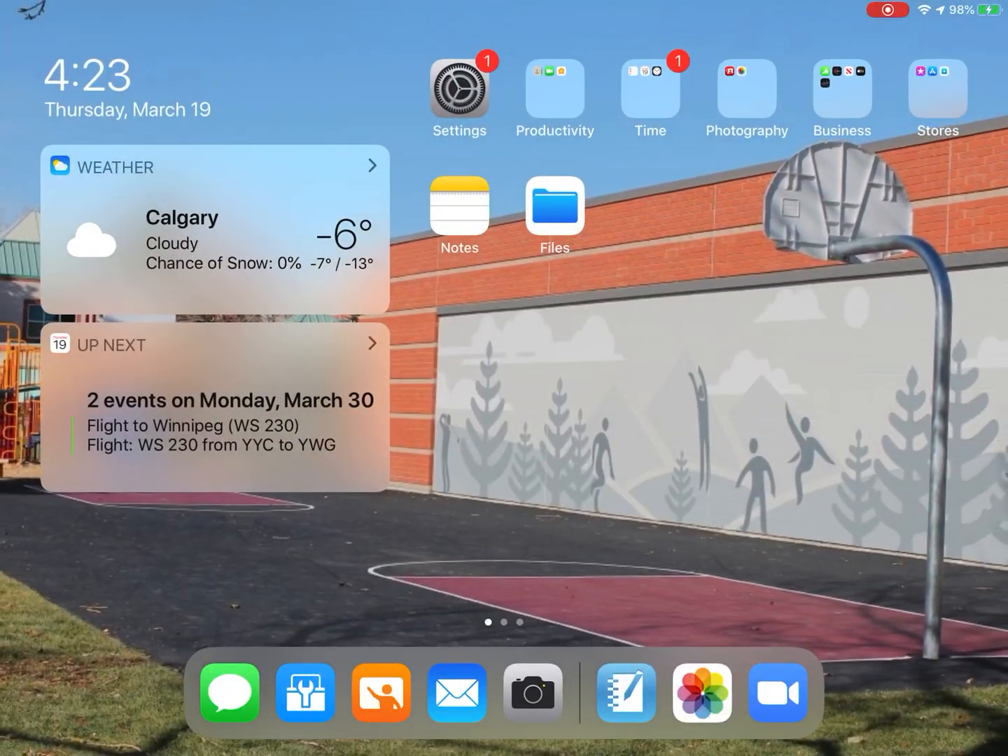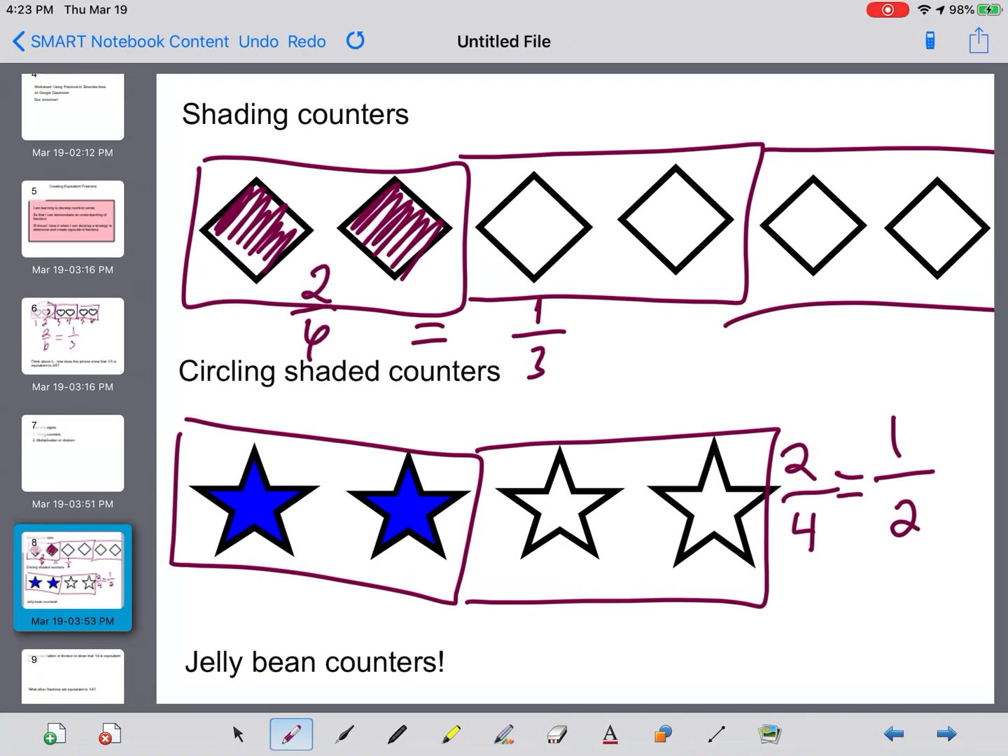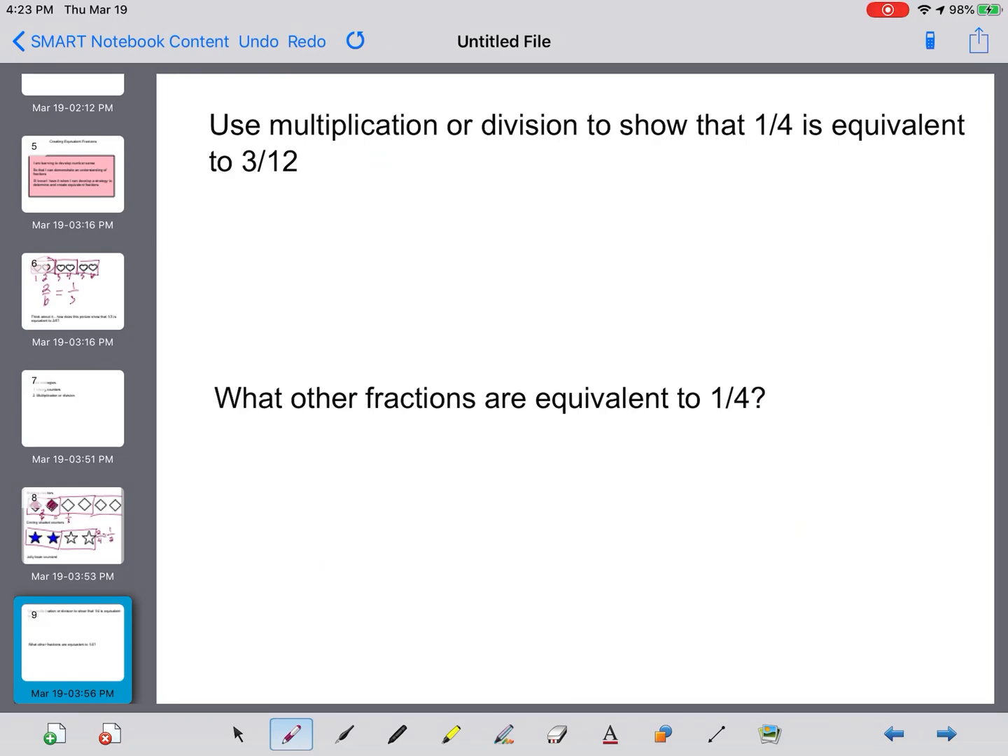Okay, and let's head back into Smart Notebook. So the next strategy I wanted to show you was using multiplication or division to show that 1/4 is equivalent to 3/12. So we can use division. If we write down the fraction, let's try and divide both these numbers by 3. And I picked 3 because I know that both of those numbers are divisible by 3.